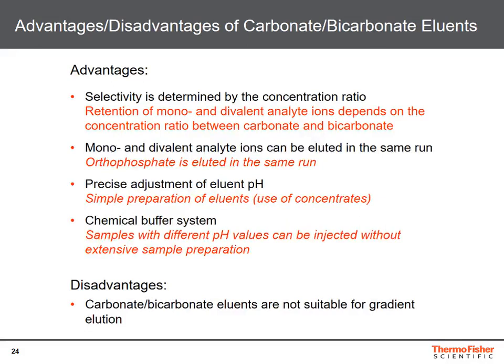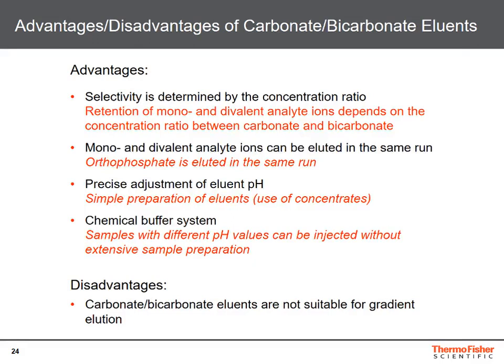It also means that we can elute mono and divalent analyte ions in the same run, and this even includes orthophosphate. The typical eluent pH of such a carbonate bicarbonate eluent system is 10.2. At this pH, orthophosphate exists as a divalent anion, and this means we can elute orthophosphate together with other divalent analyte anions in the same run.